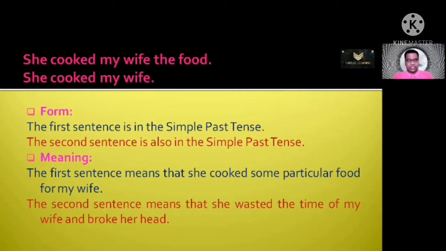So in fact, you cannot say that she cooked my wife, because that would mean my wife is not an edible item to be cooked, right? So don't take it that way. Here you can say that she wasted the time of my wife and broke her head. Broke her head means she broke the head of my wife. So this way you can have the meanings over here.